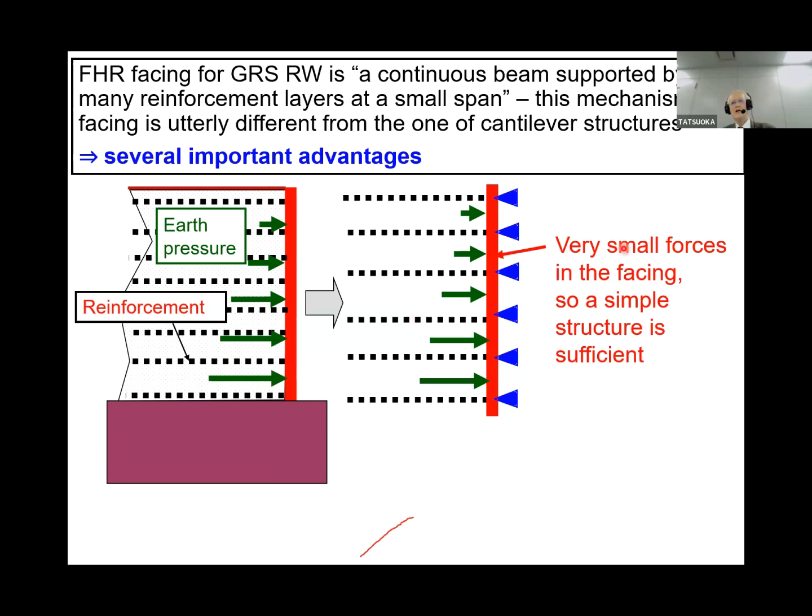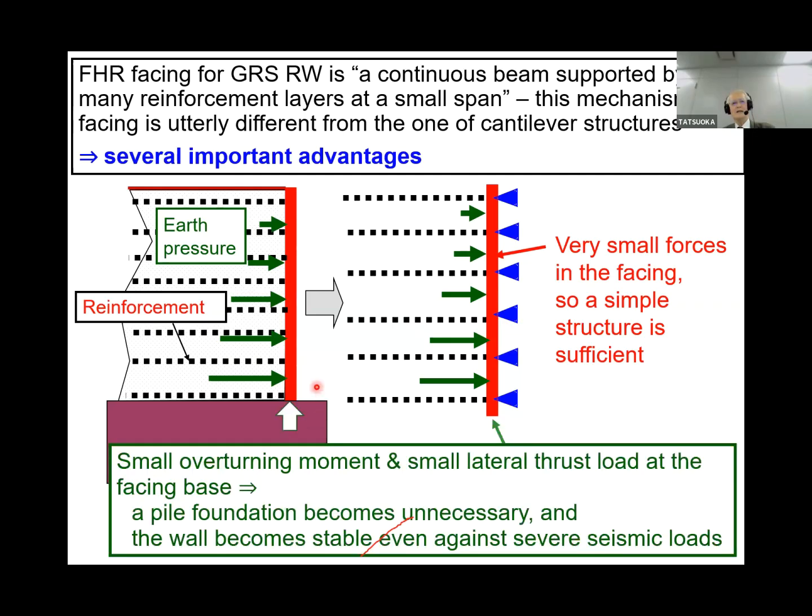First is a very small force in the facing, and so a simple structure is sufficient. Second is a small overturning moment. Third is a small lateral thrust load at the facing base. So a pile foundation becomes unnecessary and the wall becomes stable even against severe seismic loads.